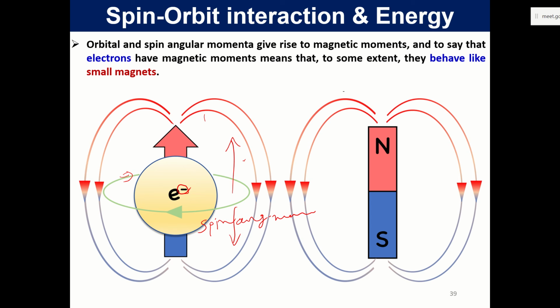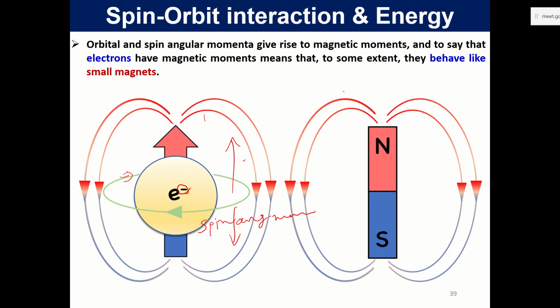The fundamental difference is that if we assume the spins to be in a particular direction, like clockwise or anti-clockwise, for a proton, the direction of spin angular momentum will generate a magnetic moment which will be directed along the same direction. But for an electron, the direction is reversed. So this is something that you have to keep in mind.